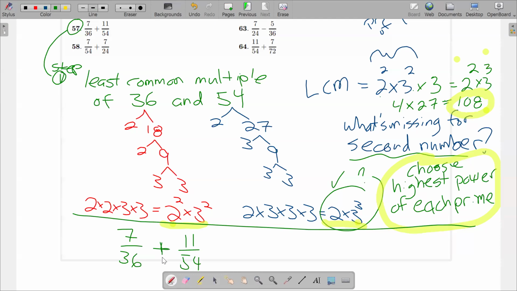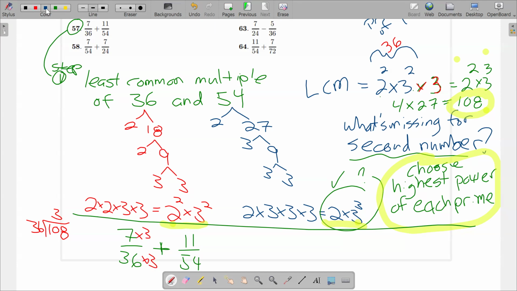I have to ask myself, how many times does 36 go into 108? And I kind of have a clue on that over here. This number right here is my 36. I had to just multiply by an extra 3. So I'm going to find that is 3 times. So I'm going to multiply by 3 top and bottom.